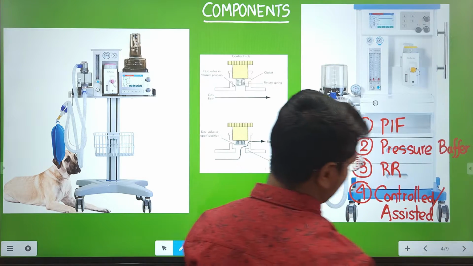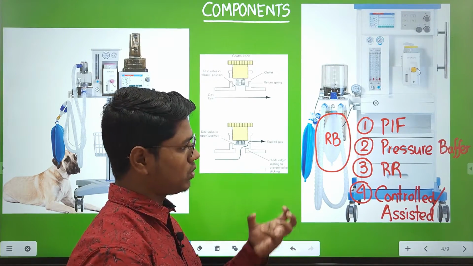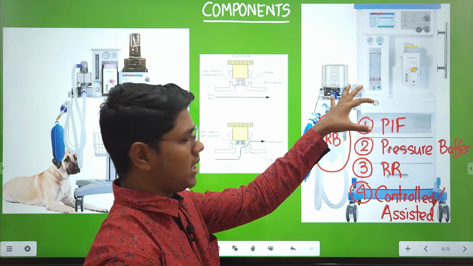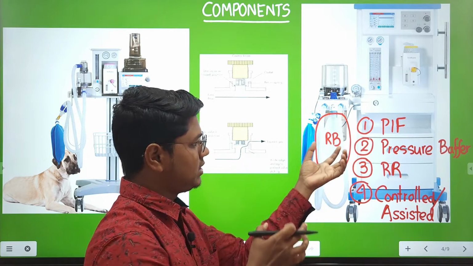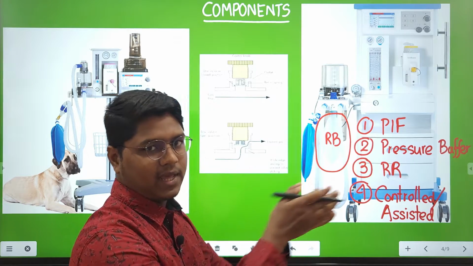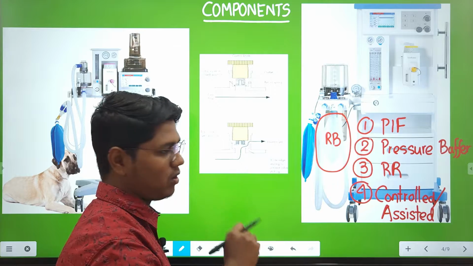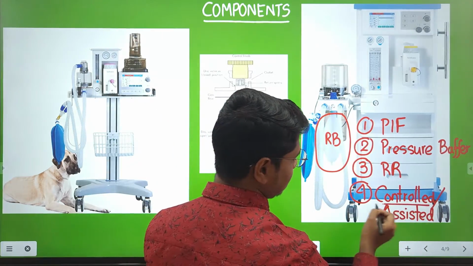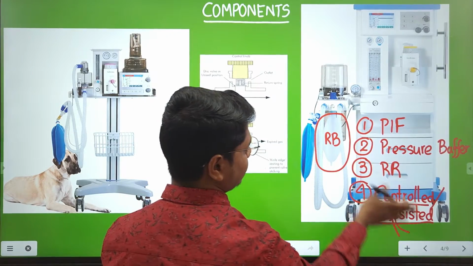What is this? Suppose your patient is not breathing, you need controlled breathing. So you can close this. I will talk about the APL valve. You will close the APL valve and squeeze this reservoir bag. You can provide gas into the lungs of the patient. That is why this is controlled or assisted ventilation. Okay, this is the reservoir bag.